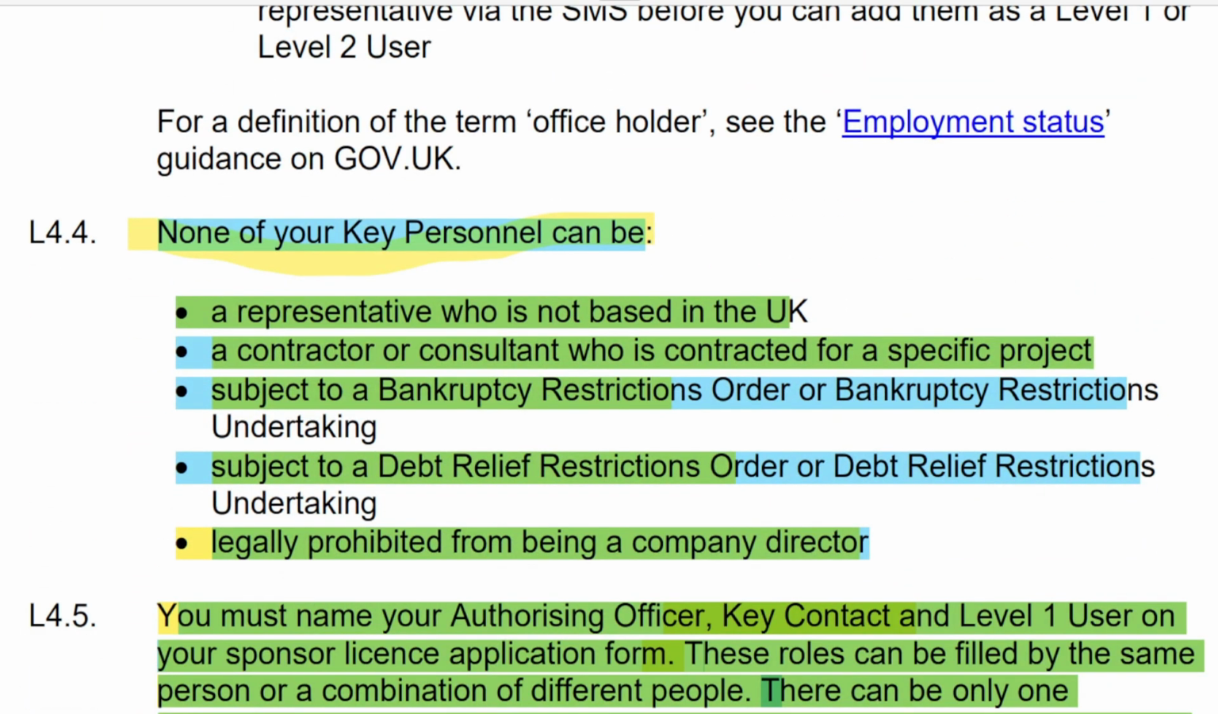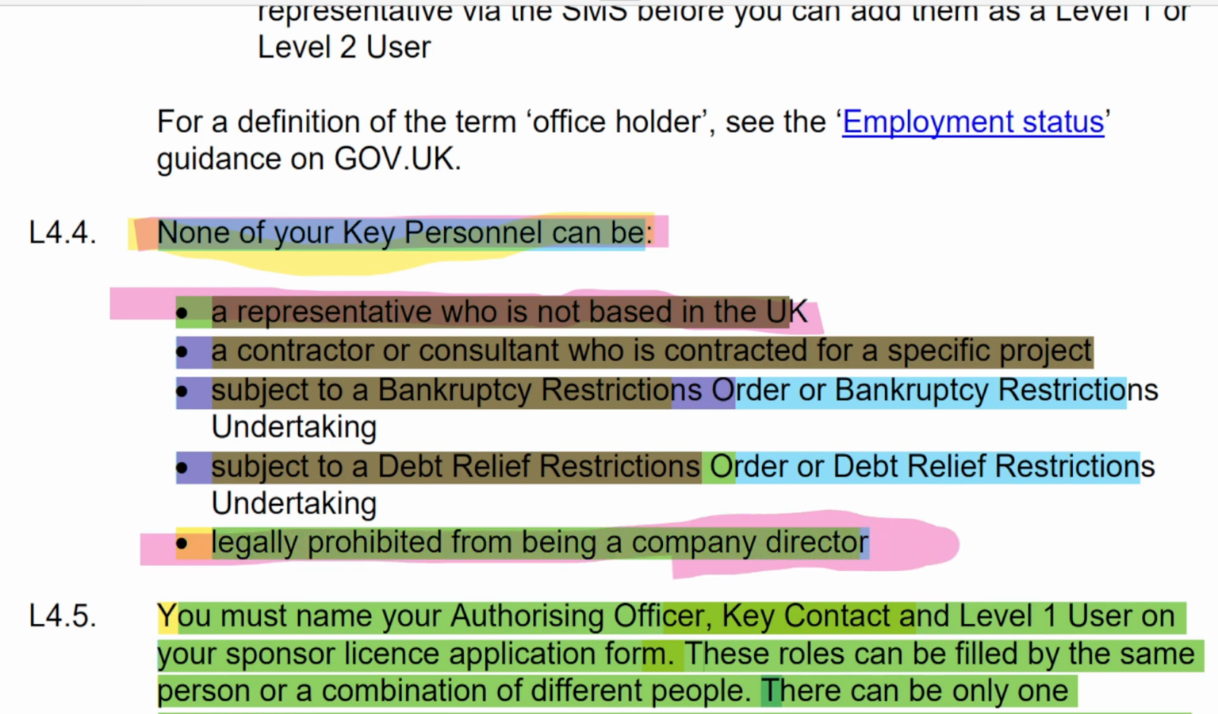Further, it says none of your key personnel can be. So this is the important part. None of your key personnel can be a representative who is not based in the UK. Many applicants ask this question: what if I am based outside the UK? Can I run the organization as an authorizing officer? So your authorizing officer, your level 1 user, your level 2 user, any one of them cannot be based outside the UK. Nor can they be a contractor or a consultant contracted for a specified project, subject to a bankruptcy restriction, subject to a debt relief restriction, or legally prohibited from being a company director.